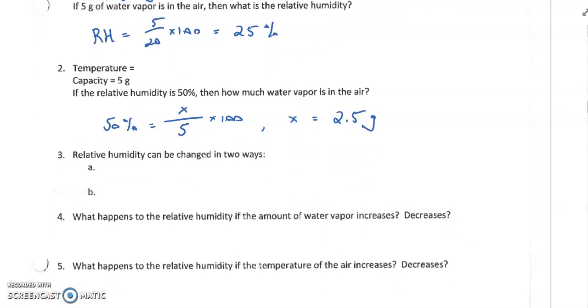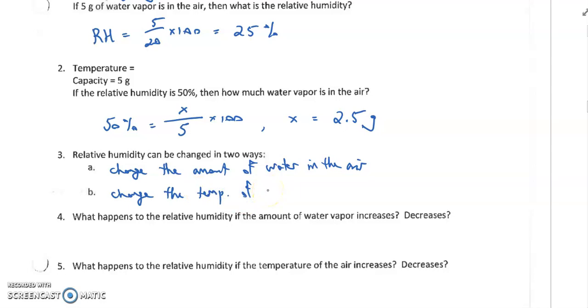Relative humidity can be changed in two ways. You can either change the amount of water that's in the air, or you change the amount of water that the air can hold by changing the actual temperature of the air. So we're either changing the amount of water in the air, or we change the capacity, and we do this by changing the temperature of the air. When you increase the temperature of the air, you're increasing the capacity. When you decrease the temperature of the air, you're decreasing the capacity.